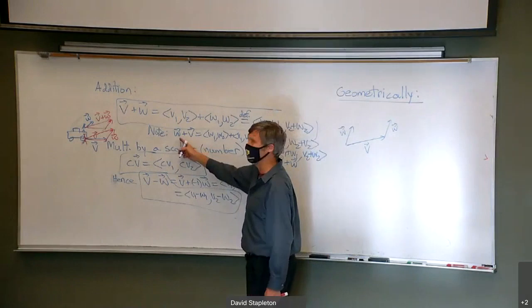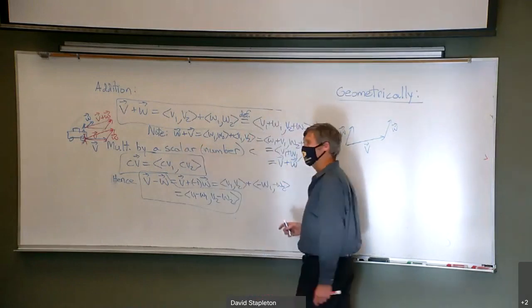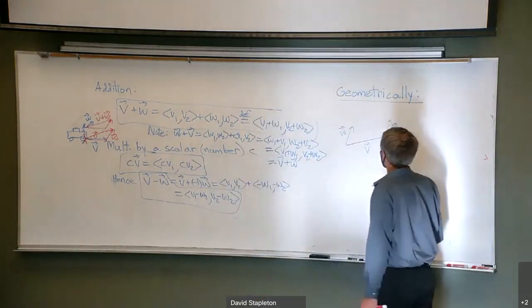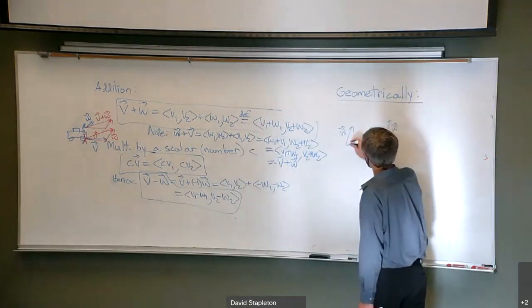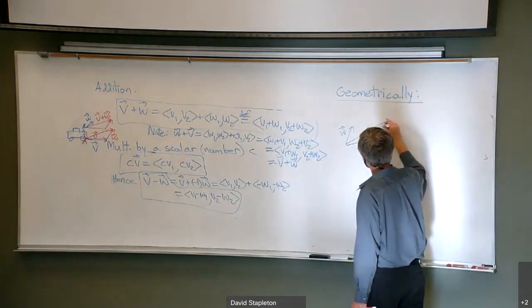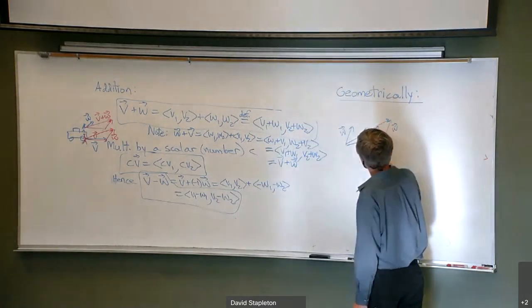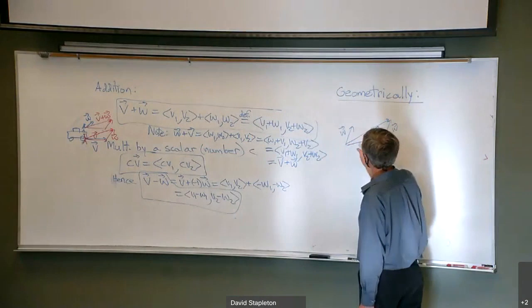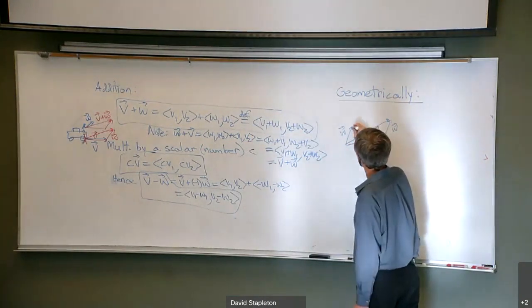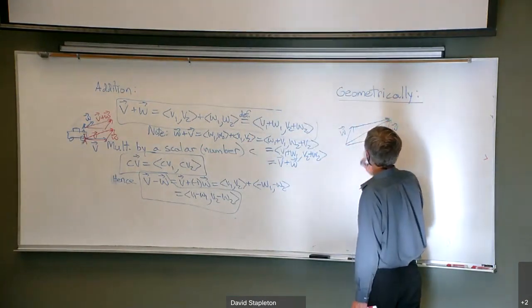Just like numbers can be added in either order, vectors can be added in either order. So if I have V plus W, I get this result. Then I can also add in the other order: take W, then take a copy of V and put it at the end of W, and get to the same point.